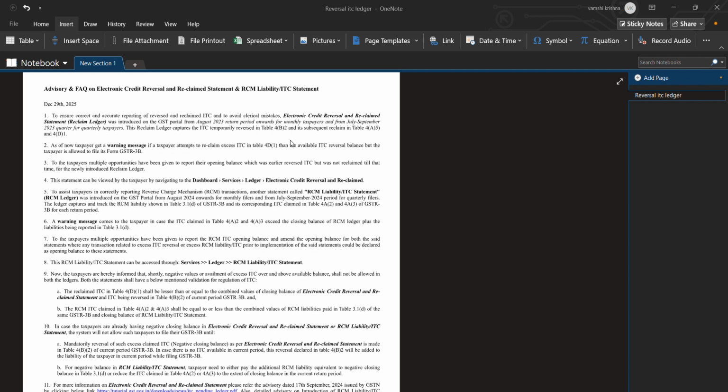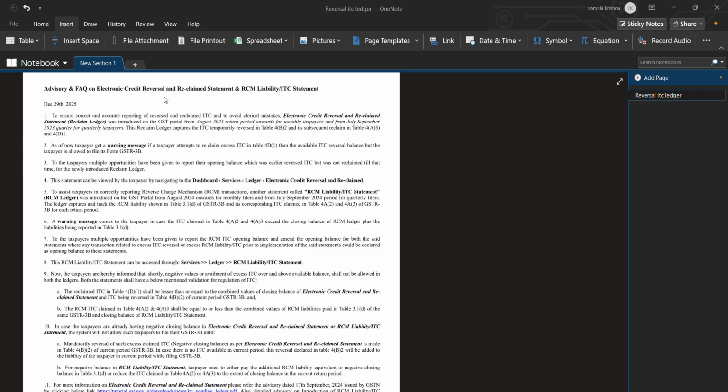where the supplier has given an invoice, but the supplier didn't pay to the government, though he has shown the invoice in GSTR-1. What happens? It will reflect in GSTR-2B, but it will not be available for input claiming. So what happens is we have to first show it in input and then reverse it. Then again we can claim it. So the actual circular is about the first one, the electronic credit reversal ledger.